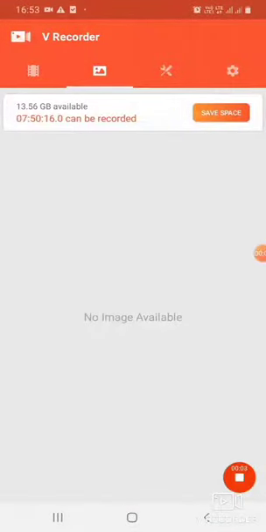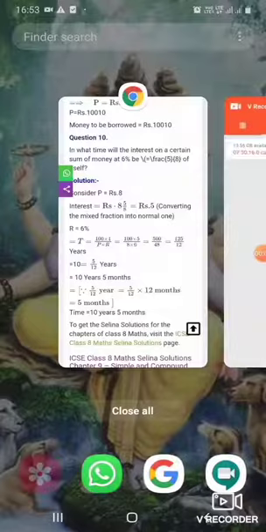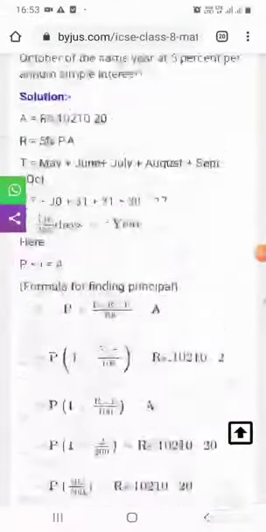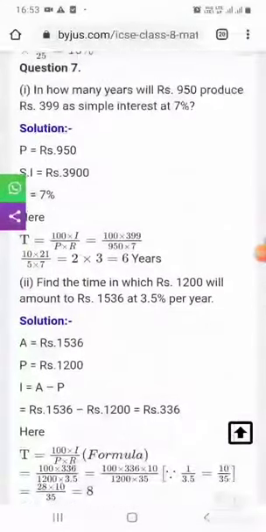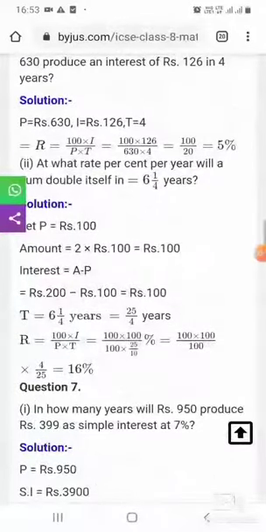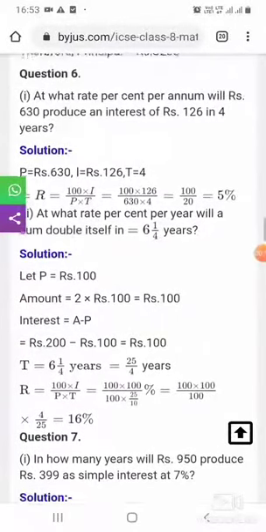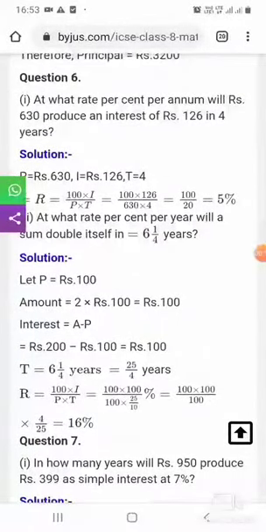Right. So let us move to this concept here. Let us go to the problem number. Here I am explaining problem number 6. At what rate percent per annum will rupees 630 produce an interest of rupees 126 in 4 years?